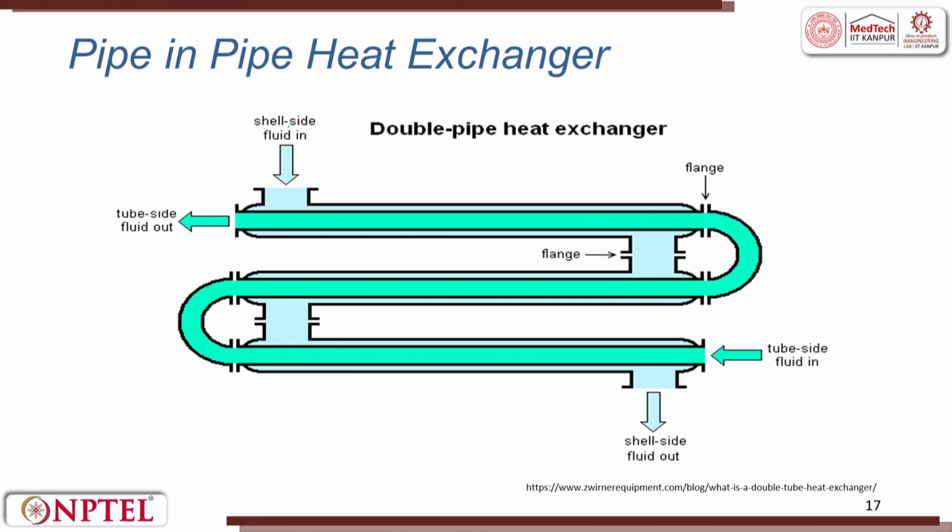So, pipe in pipe means you have a shell side fluid which flows inside a pipe, and then there is a pipe inside it, which is the tube side flow out and tube side flow in. So, this is shell side fluid in, shell side fluid out, and these pipes are held between flanges. So, you have a flange to hold.